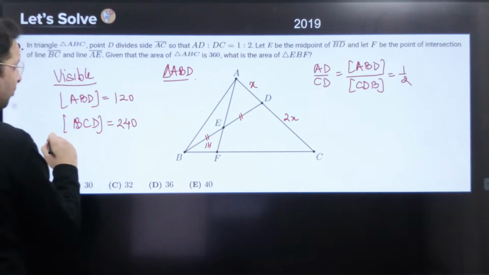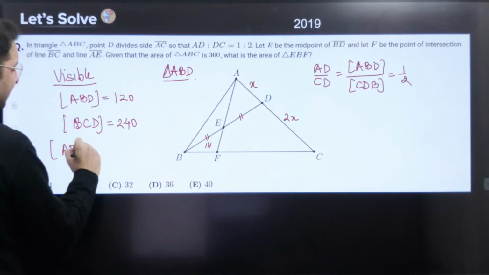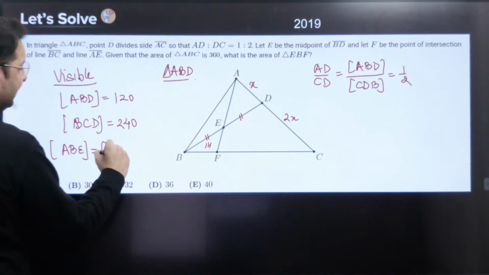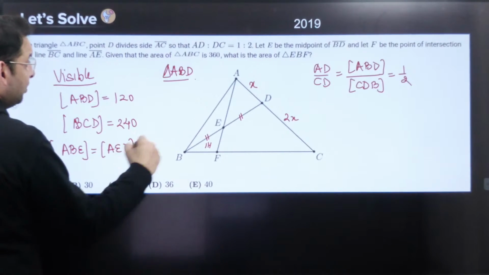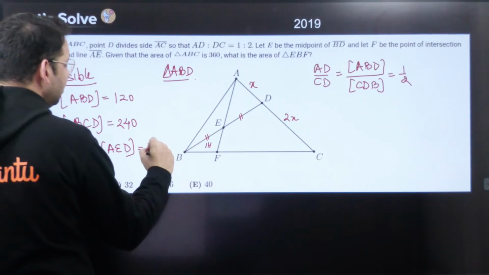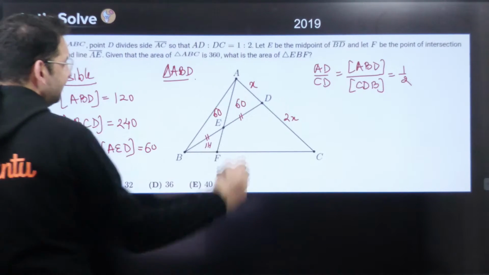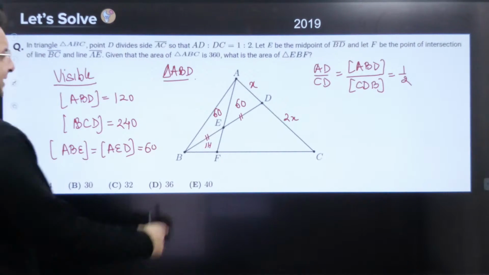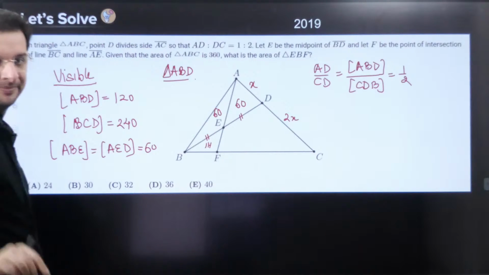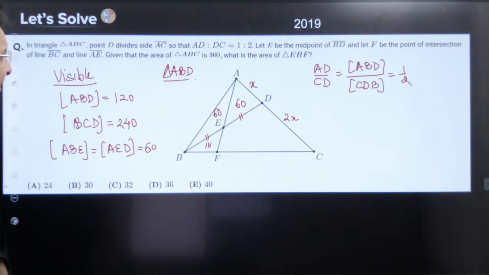So can you tell me what is going to be the area of triangle ABE and AED? Since the total area is 120, can I say both are going to be 60? This is going to be 60, this is also going to be 60, and these total 120. Okay, so ABE is going to be 60, AED is also going to be 60.